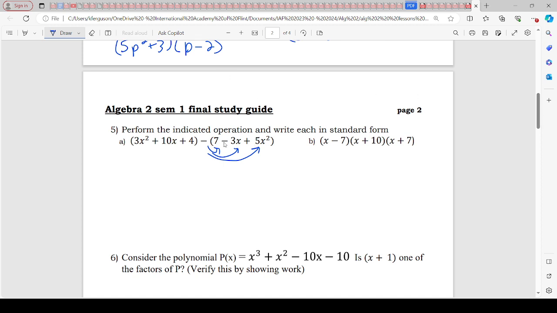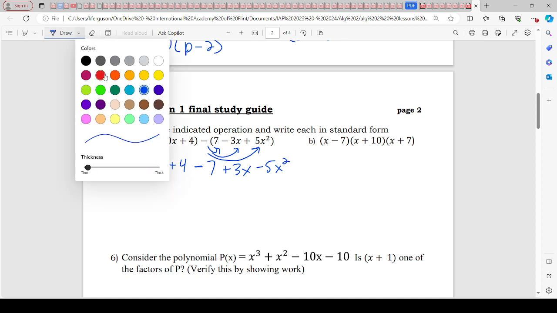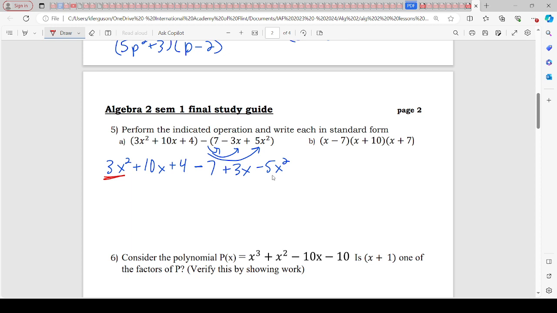So I'm just going to rewrite the first thing: 3x squared plus 10x plus 4. And now I'm going to distribute that negative, so that's going to give me minus 7. A negative times a negative is a positive, so that's plus 3x. And a negative times a positive is going to be negative 5x squared. So now I'm going to put like terms together.